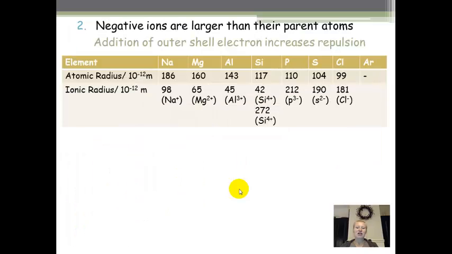Negative ions are going to be larger than their parent atoms because you're adding an electron in, which is harder to be held by the nucleus, and you're increasing electron-electron repulsion. So the electrons are spreading out farther from the nucleus. So you can see that as you go across, your ionic radius is going to get bigger, and it's also bigger compared to your parent ion. So here we have a positive ion, smaller, positive ion, smaller, positive ion, smaller, positive ion, smaller, negative ion, bigger, negative ion, bigger, negative ion, bigger.